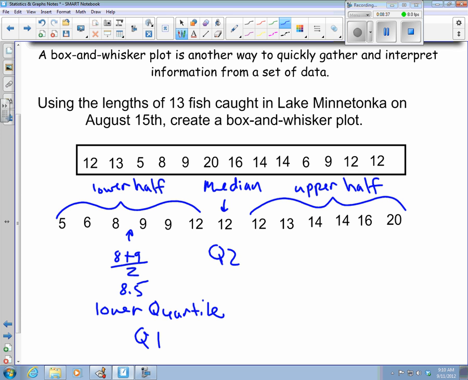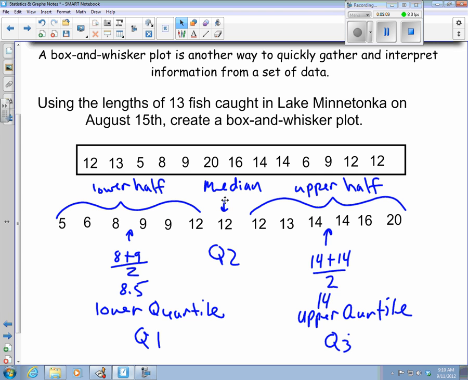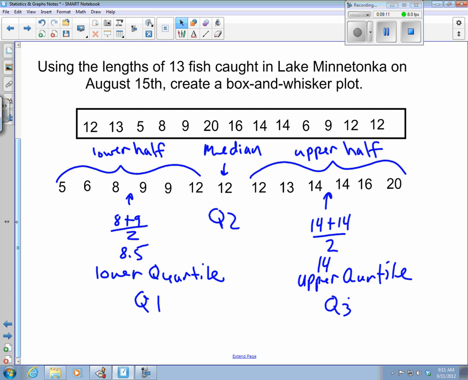The median is what we would call our Q2. And to find our upper quartile, which is our Q3 in this case, 1, 2, 3, 4, 5, 6, 6 pieces of data. Well, this one's easy, 14 plus 14 divided by 2. And it's just going to be 14 is our upper quartile, or Q3.